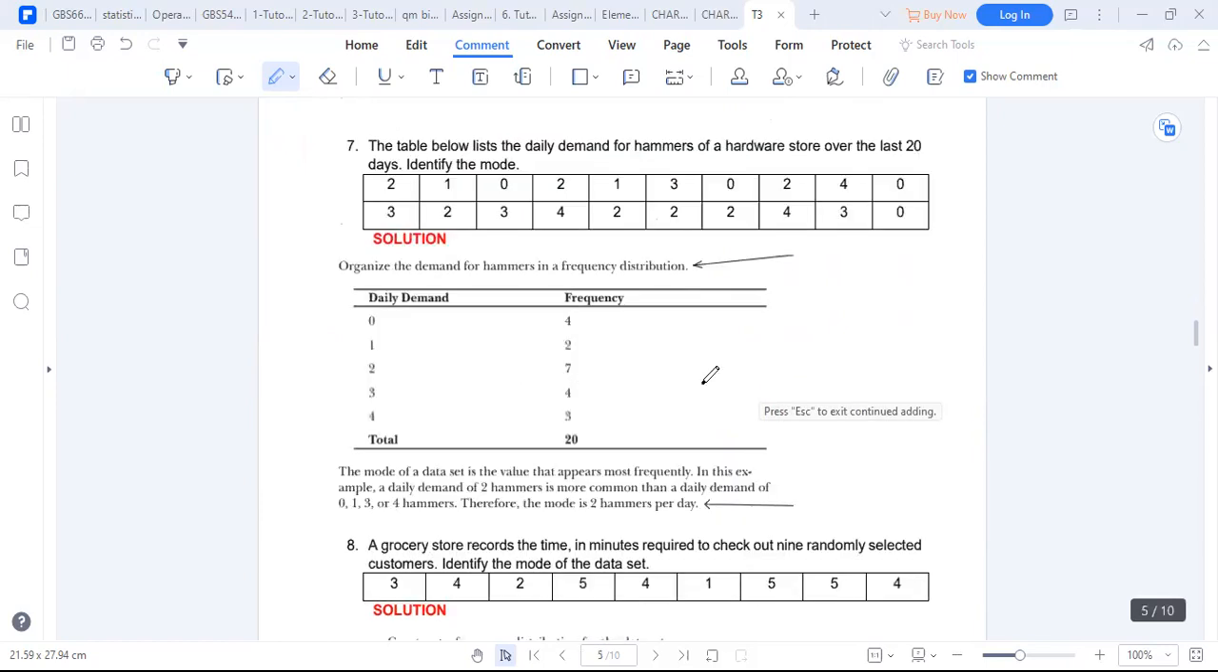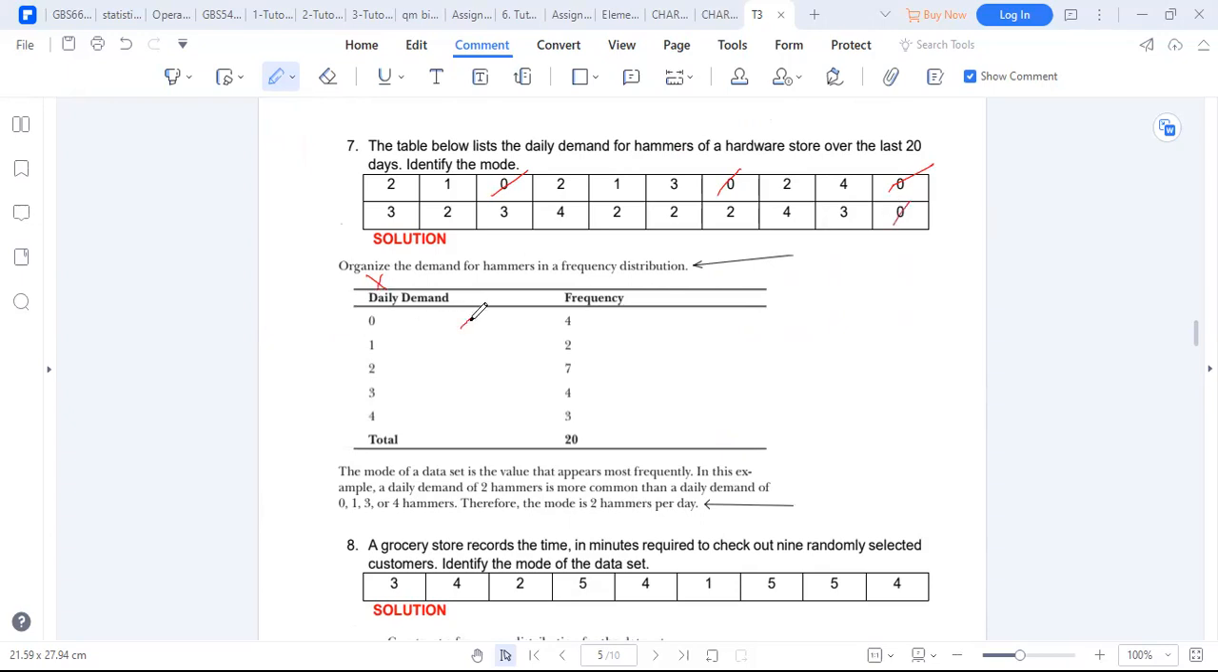Question number 7. We are told that the daily demand for hammers in the hardware over a 20-day period is given as follows. So if you go here, we have numbers 0 up to 4. You list them, those are your values of x. So how many zeros do we have? We have 1, 2, 3, 4.